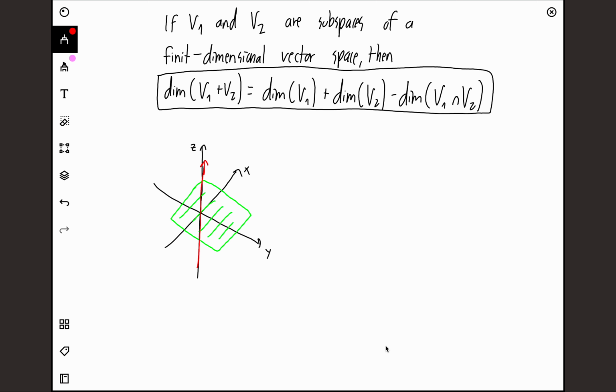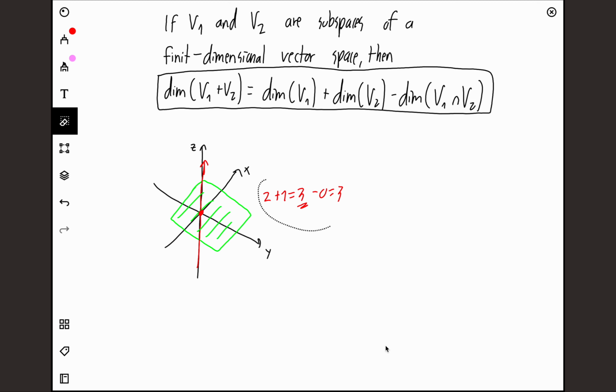The combination of these two gives us all of 3D space, because we can imagine moving this green plane up and down along this 1D line, and with that we can engulf all of the 3D space. The dimension of the green plane is 2, the dimension of the line is 1, so together they give 3. They only intersect at the 0 vector, so the intersection is 0, and minus 0 still equals 3.